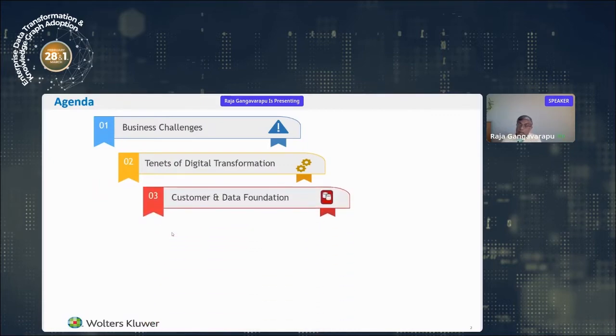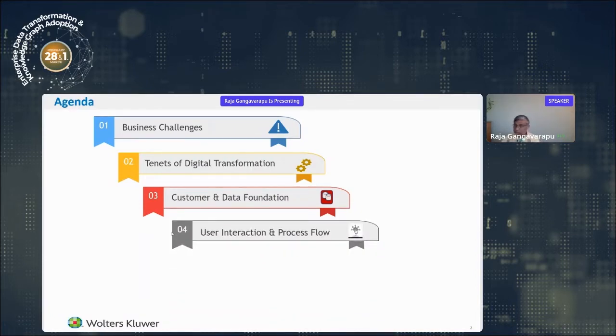And then we'll talk about the customer. Again, we established the fact the customer is very important for digital strategy, digital footprint, and the data foundation we created to accomplish such a goal. And then we'll talk about user interaction and the overall process flows, and I'll explain as we get to it why it is pretty important to the overall storyline.